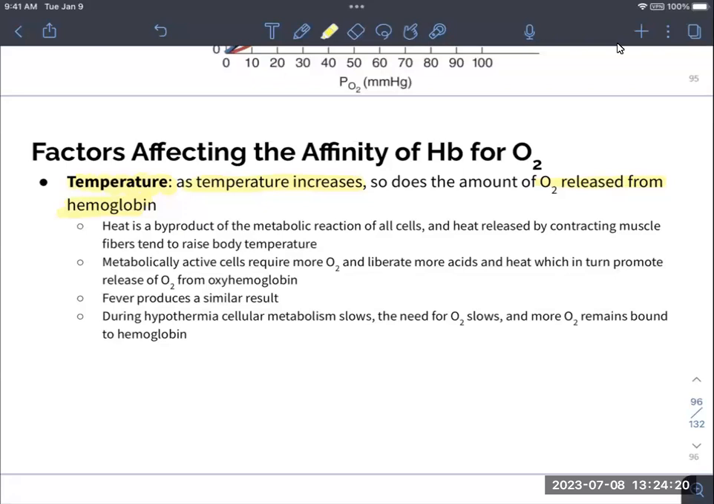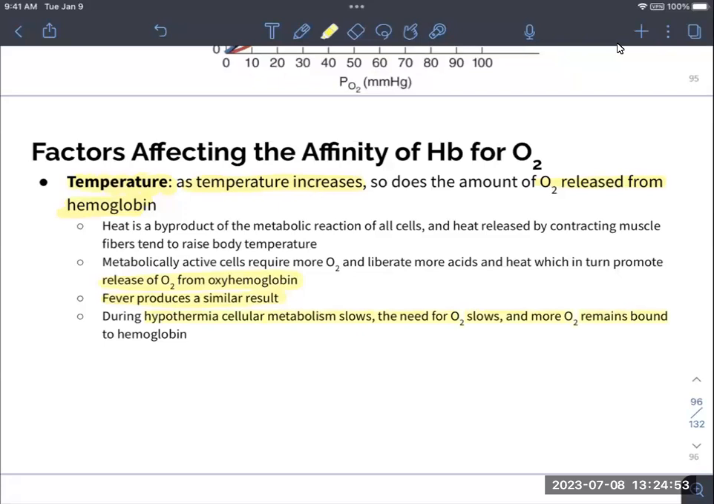So when your cells are metabolically active, when you're exercising, or even walking, they require more oxygen to be able to generate that energy, which in turn, your cells are going to release more acids, they're going to release more heat, and it causes that oxygen to be released from that oxyhemoglobin. Fever actually produces similar results.